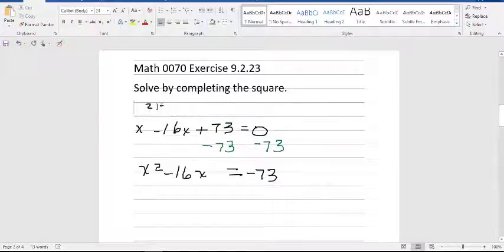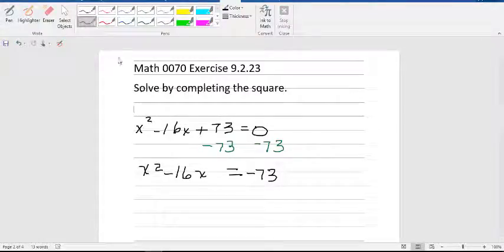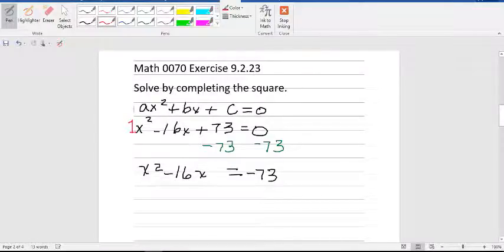If we look at the original equation in standard form, we're thinking of it as ax squared plus bx plus c equals 0. We have to realize that the term x squared is really 1x squared. That 1 is unwritten. A is always the coefficient of x squared, so in this case a is 1. B is the coefficient of x, so b is negative 16. C is the constant, so in this original equation, which was in standard form, c is 73.